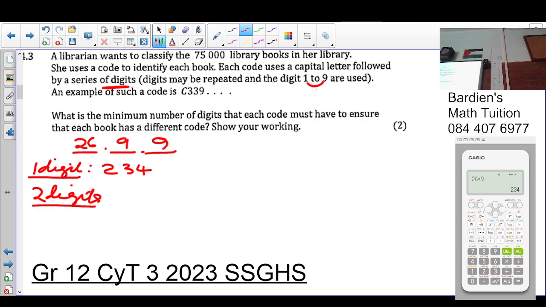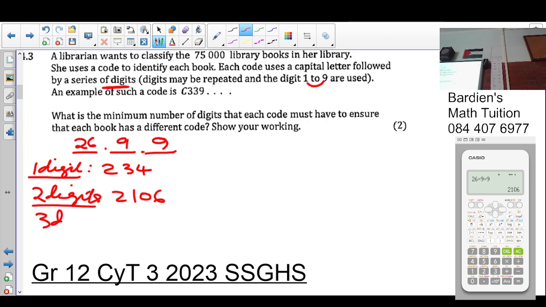What if it's 2 digits? So we have another 9, so we times by 9. Remember, we need to be just over 75,000. So it's going to be 2,106, which is still way less than 75,000.